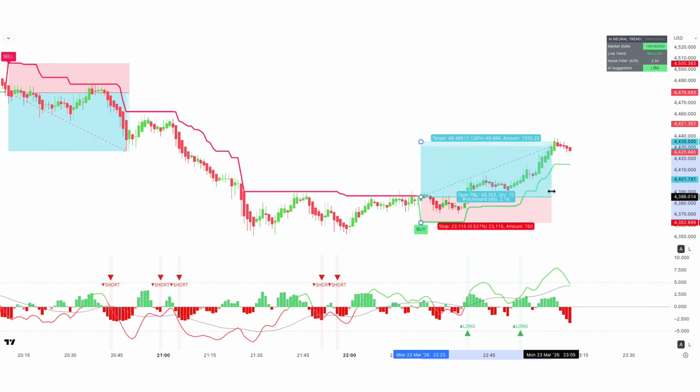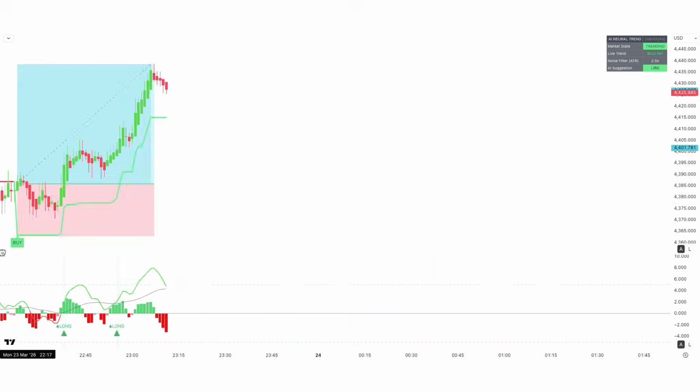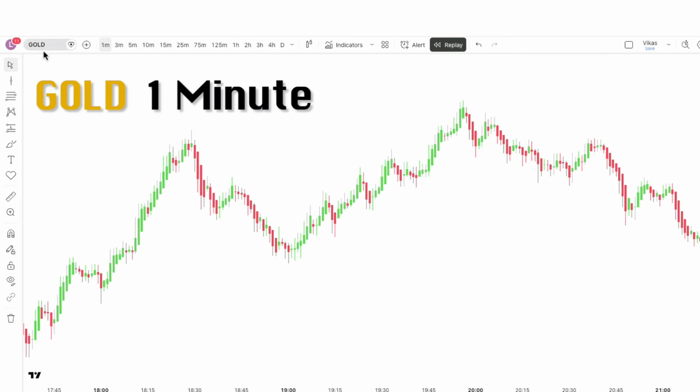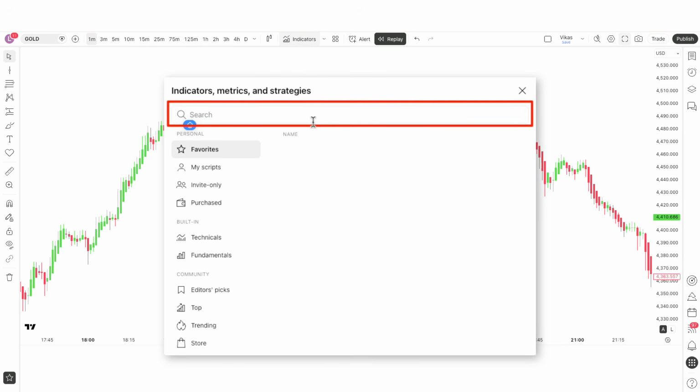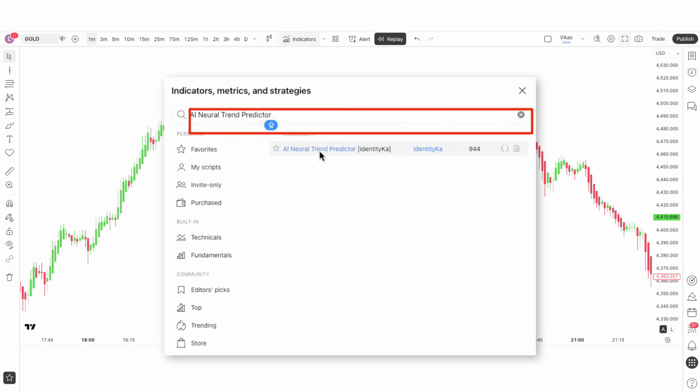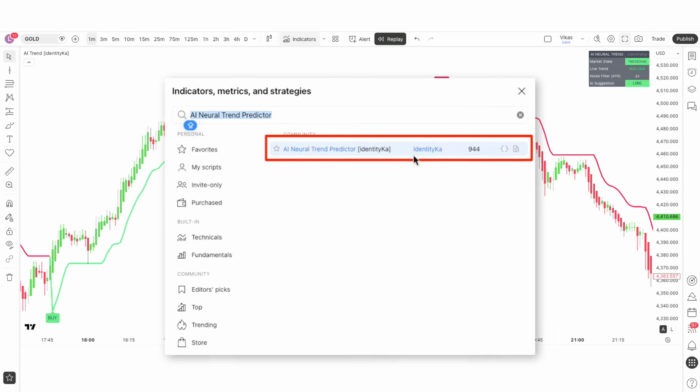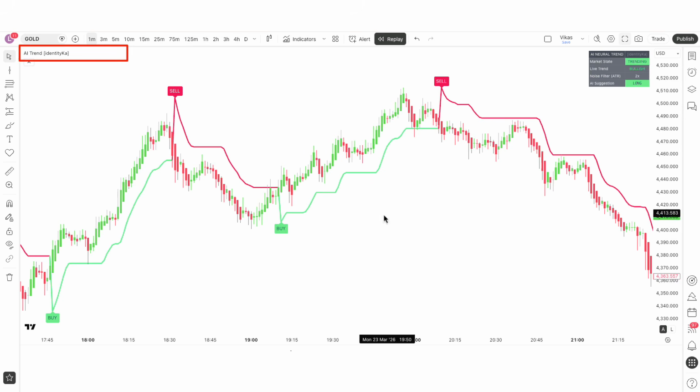Now we tell you how we want to trade. Let's start the video. We open the gold 1-minute chart. And don't sweat the time frame either. Next, you'll want to find those magic indicators. Head over to the Indicator tab and search for the AI Neural Trend Predictor. Select the indicator made by Aiden Taiti Kai and add it to the chart.